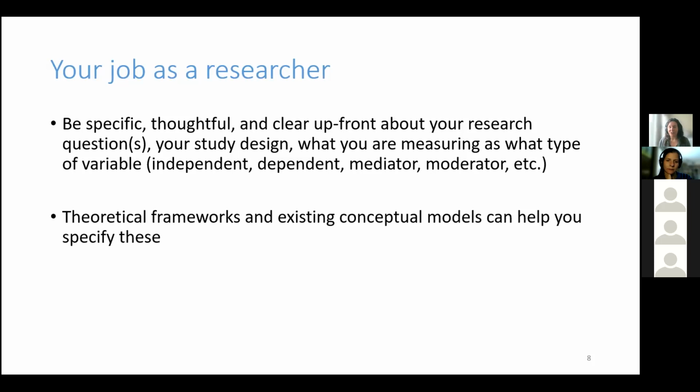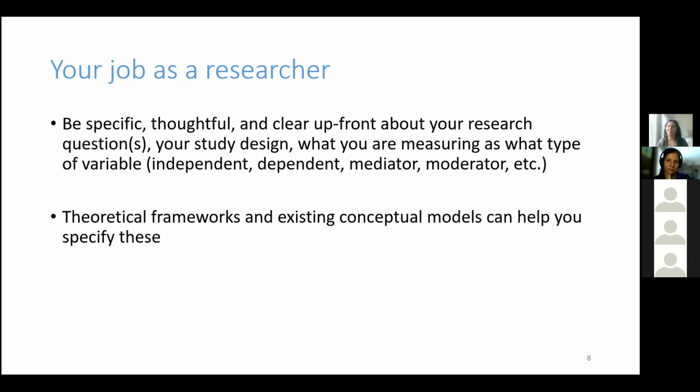This might sound really daunting, and it is. I mean, this is a really hard part of study design. I have two recommendations here. So first is, theoretical frameworks and existing conceptual models can help you enormously in specifying this.